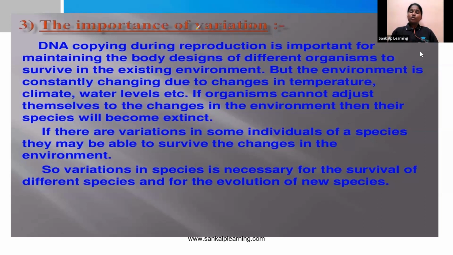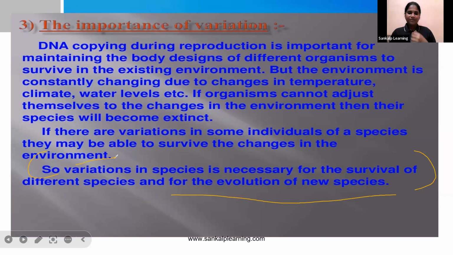So the most popular question is, why is variation necessary? The variations or the differences from parents to children are necessary to adjust to the present, changed environment. So here you can see that point. Variations in species is necessary for the survival of different species, for the evolution of new species, and for adjustment to the environment. So write down, variations is necessary.